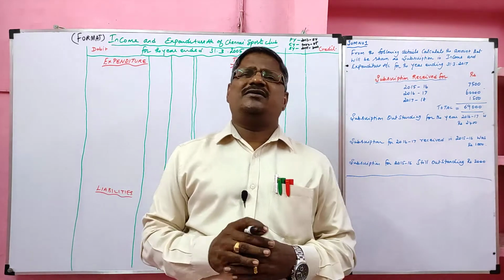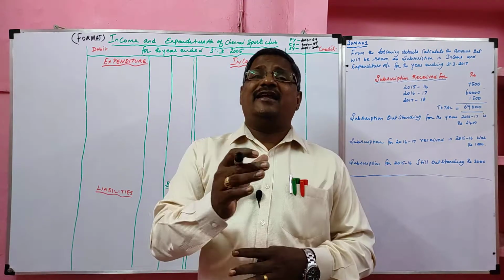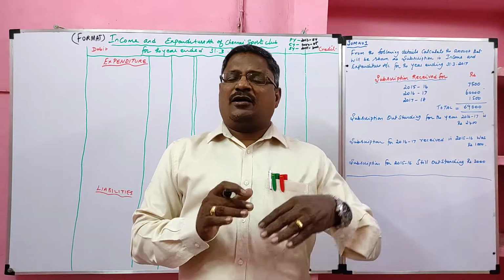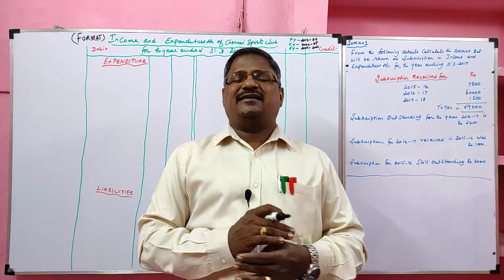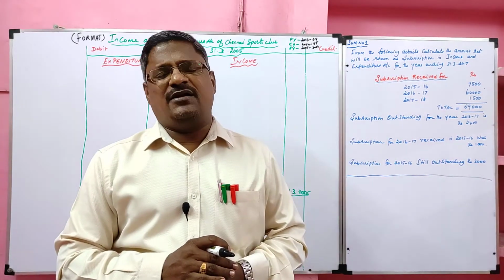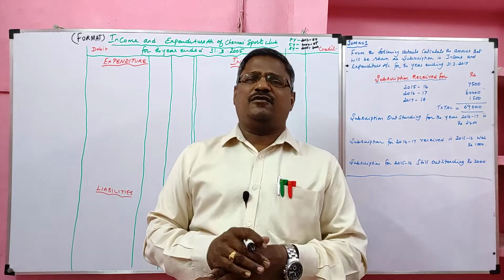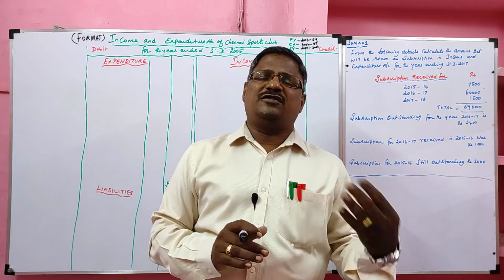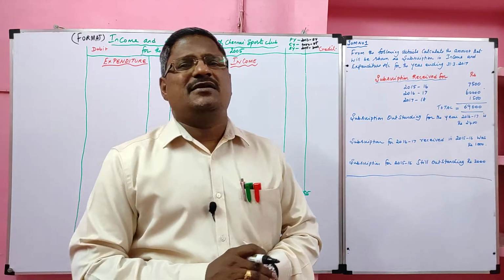Why, sir? Because in the income and expenditure account, we are going to record transactions in relation to the current year. We should exclude previous year and subsequent year transactions. Our current year is 2004 and 2005, our previous year is 2003 and 2004, and our subsequent year is 2005 and 2006. Now we are going to learn the subscription treatment.